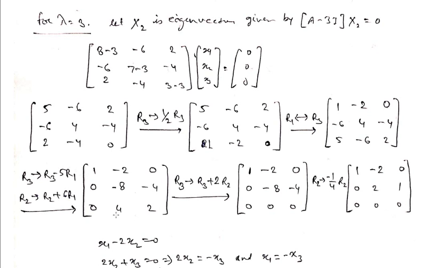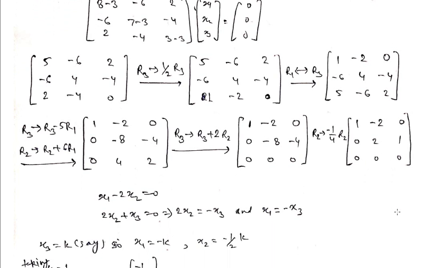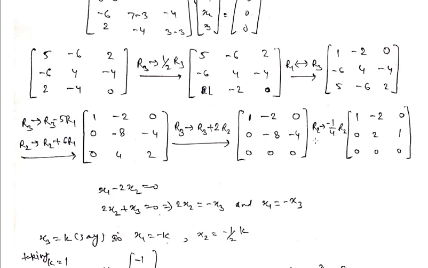Now we will convert this 4 into 0 with the help of second row. We use elementary transformation R3 replaced with R3 plus 2R2, we get this one. And now in this matrix we will use elementary transformation R2 replaced with minus 1 by 4 R2, hence we get the reduced echelon form, which is 1, minus 2, 0, 0, 2, 1 and 0, 0, 0. It leads us to the system of equation x1 minus 2x2 is equal to 0, and second is 2x1 plus 2x2 plus x3 is equal to 0.